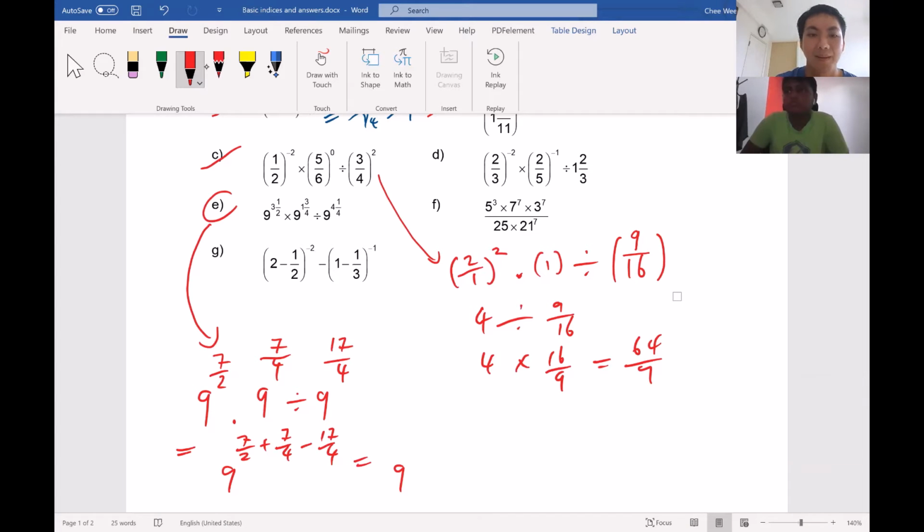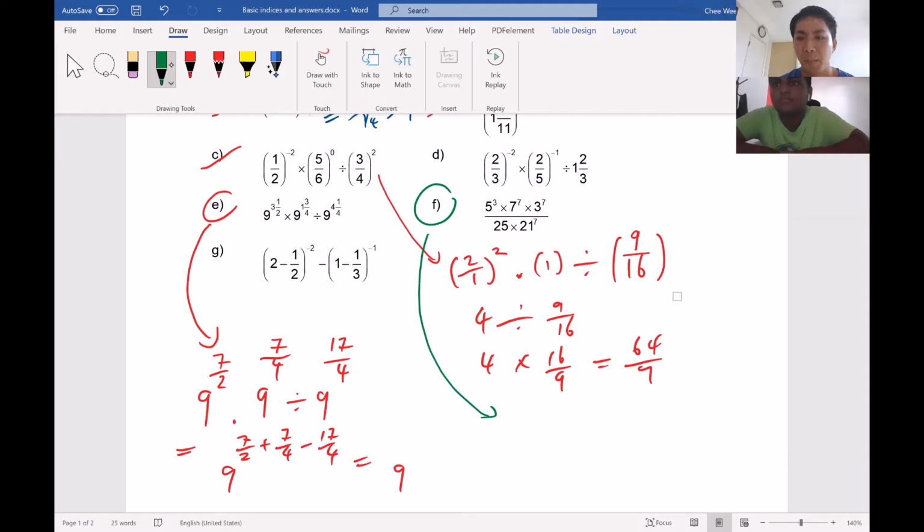Okay, so we will try one more, part F. Powers. So you do 7 times 3 to the power of 7, which is just 21 to the power of 7. Which part are you looking at? The 7 times, because it's 7 to the power of 7 and then 3 to the power of 7, so you can make it as 21 to the power of 7. So this will be 5 cubed, 21 to the power of 7 over 25, which is 5 to the power of 2.